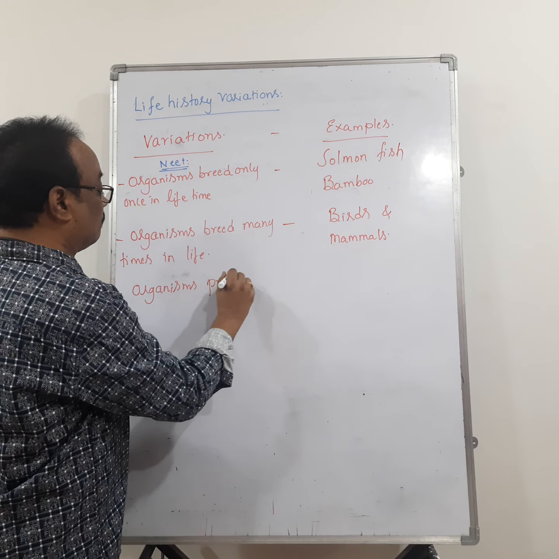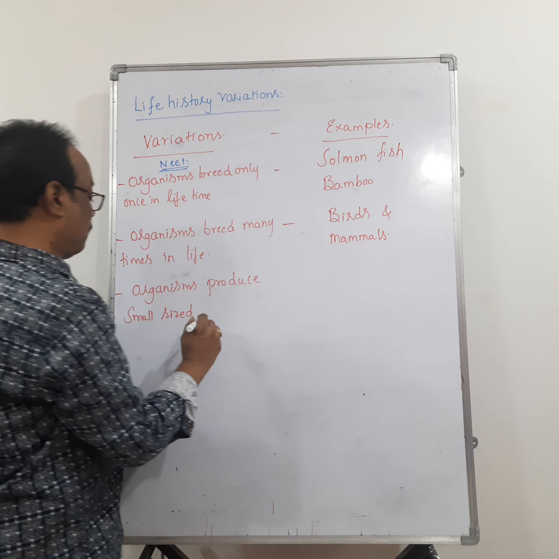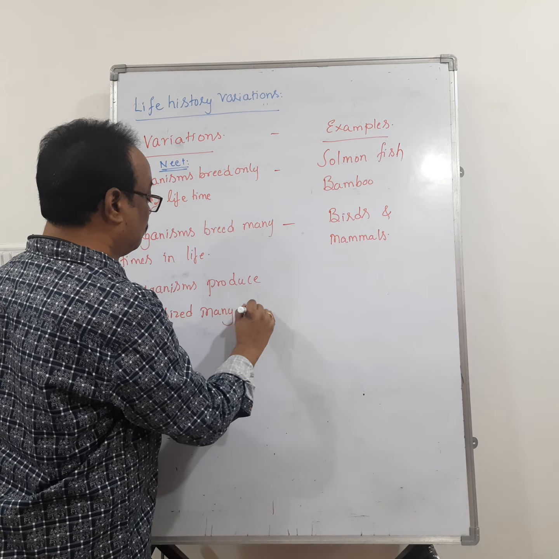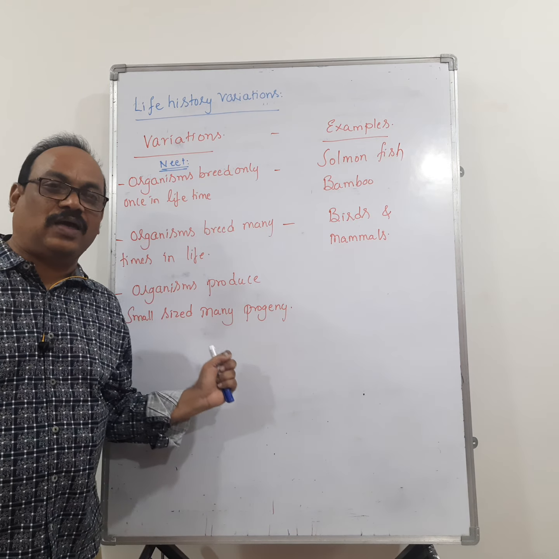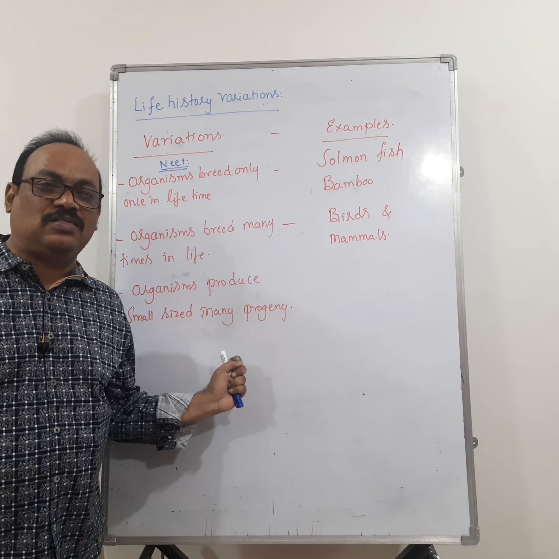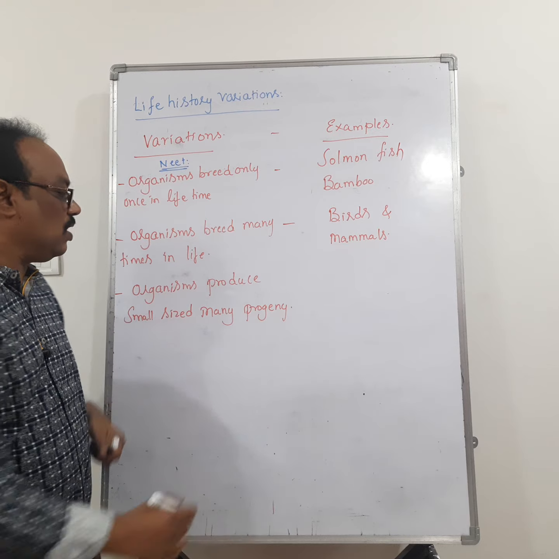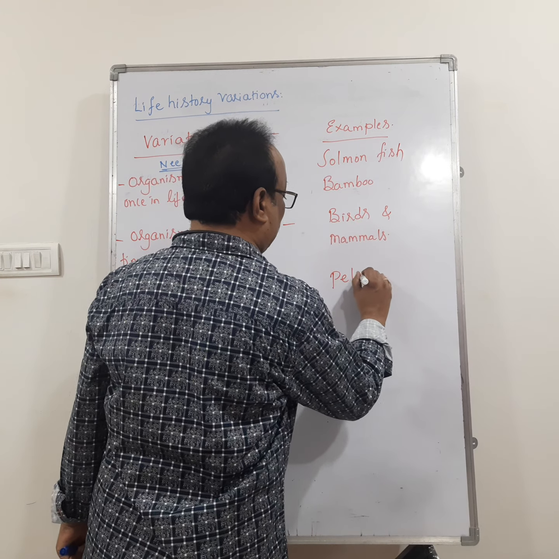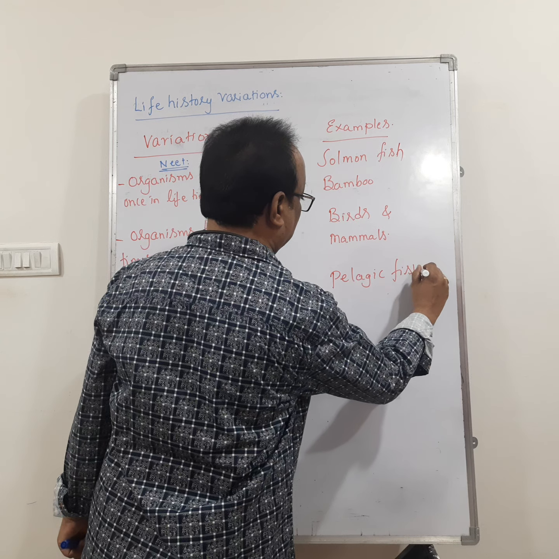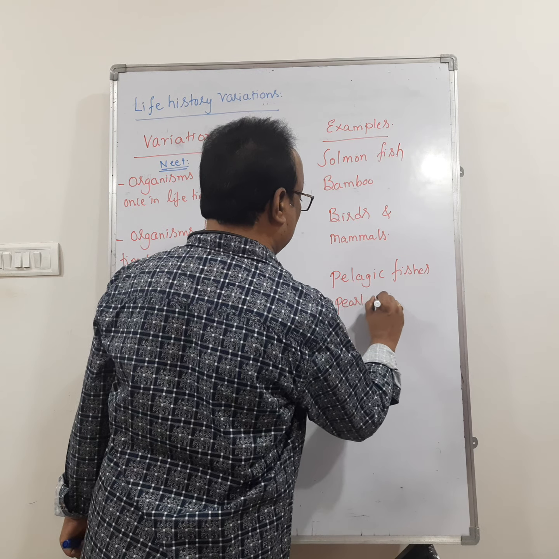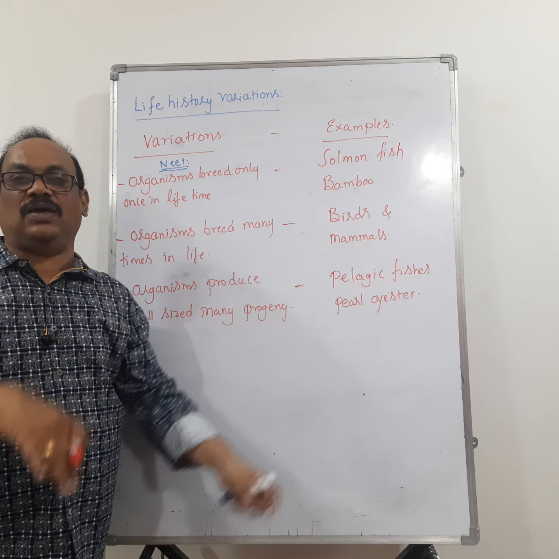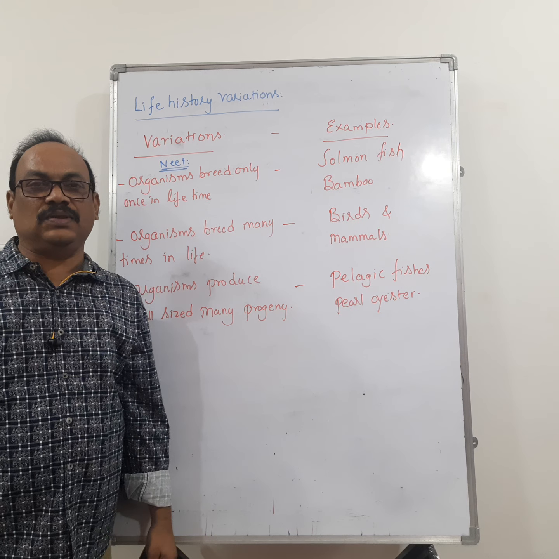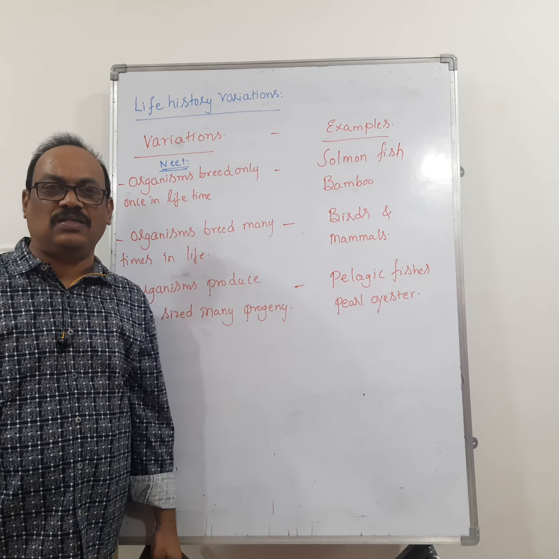Next one, organisms that produce small sized but many progeny. They are producing enormous progeny, many progeny. So what are they? They are the pelagic fishes and pearl oyster. Pelagic fishes means the fishes which swim in the surface waters are called pelagic.